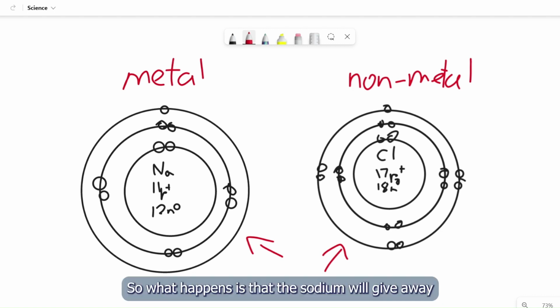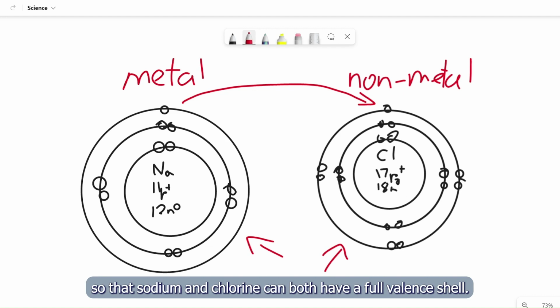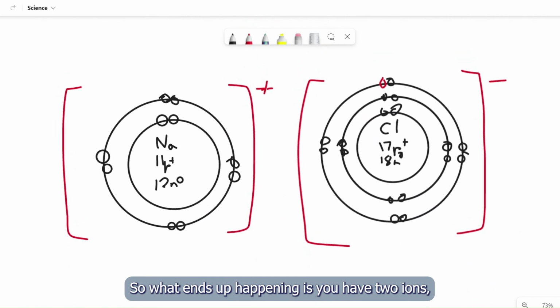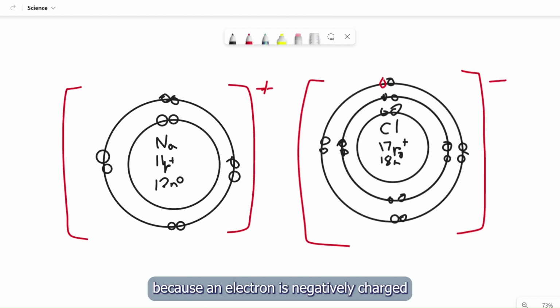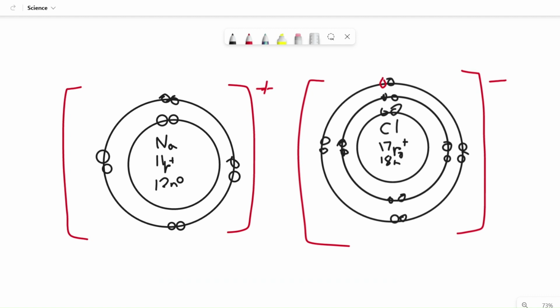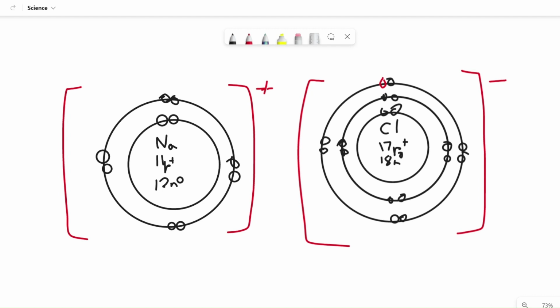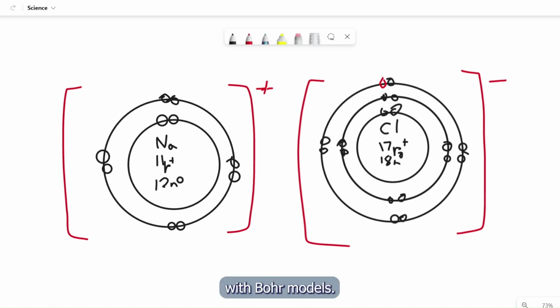So what happens is that the sodium will give away or donate its electron to chlorine, so that sodium and chlorine can both have a full valence shell. So what ends up happening is you have 2 ions, a positively charged sodium and a negatively charged chlorine, because an electron is negatively charged. And they are still attracted to each other because opposites attract. So this is what happens in ionic bonding, and you can show it with Bohr models.